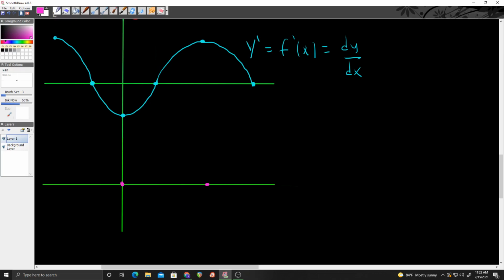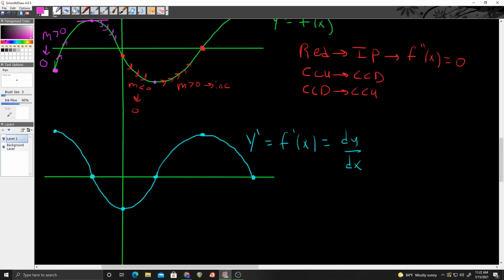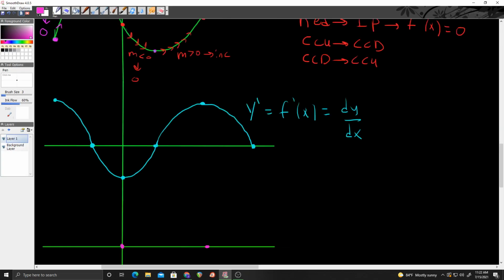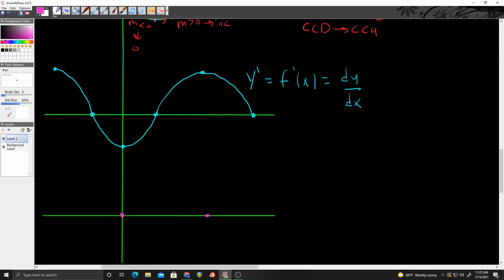So, same kind of reasoning here. Here the slope is negative, but it's like shallow negative, right? And then here it's most negative. Here's where it starts to turn. It's where the concavity changes here.